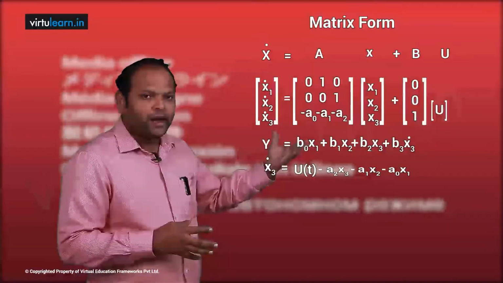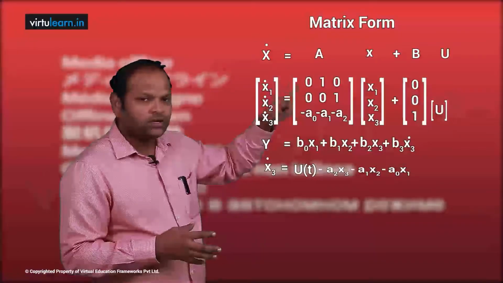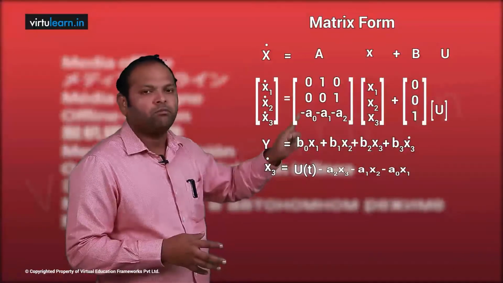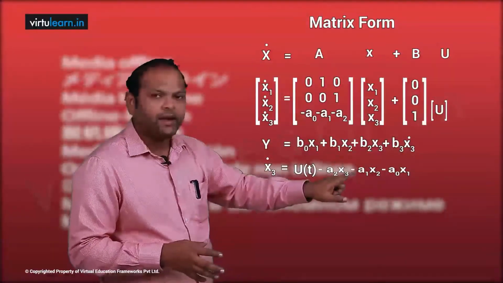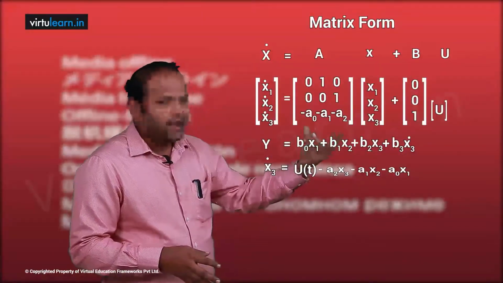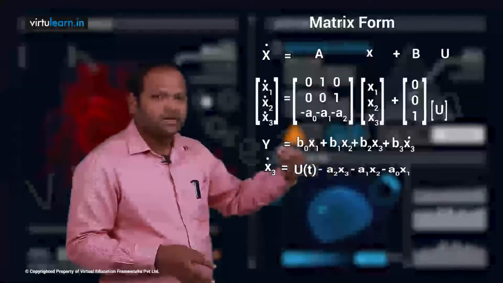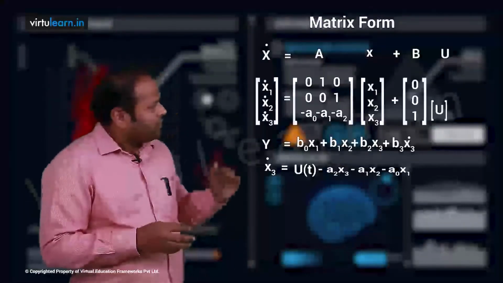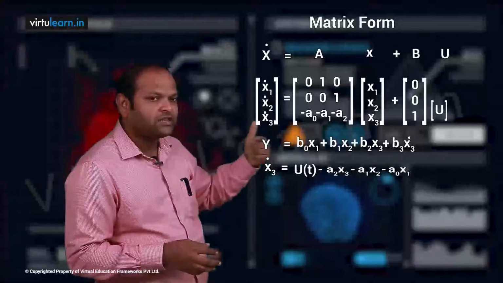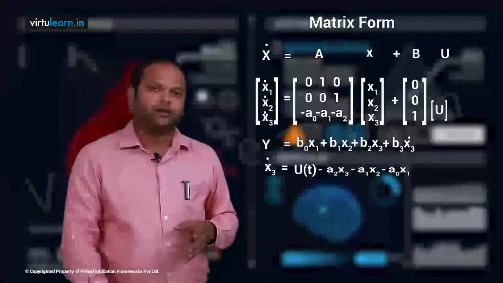Then what is the A matrix here? The A matrix is 0, 1, 0, 0, 0, 1, minus a0, minus a1, minus a2. What is the B matrix? 0, 0, 1. So the B matrix is always 0, 0, 1. B matrix is always the same. In the A matrix, the first two rows will be the same. The third row depends on the coefficients of the denominator.